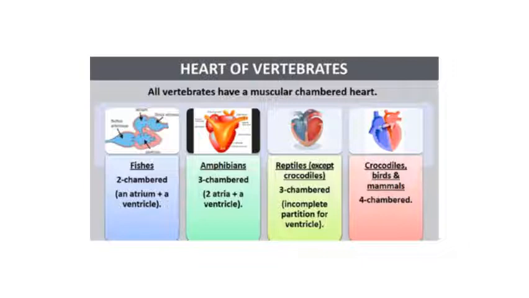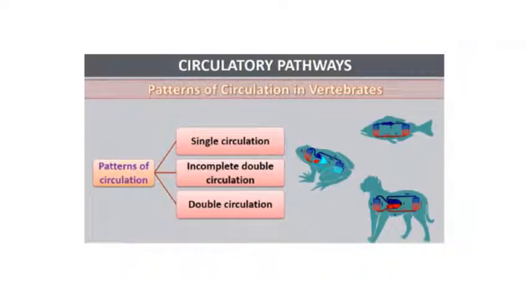All of the vertebrates have a muscular chambered heart. Now, how many chambers are there? That will differ in various organisms. Like fishes have two chambered heart with an atrium and a ventricle. Amphibians have a three chambered heart with two atria and a ventricle. Reptiles have a three chambered heart with an incomplete partition for the ventricle. Crocodiles have a four chambered heart, and this is how it varies between different organisms.